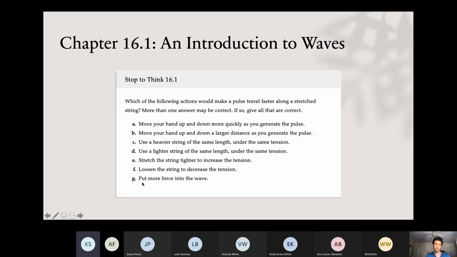But now the real question is, if you put more force into the wave, so if you put more force as you generate the wave, will that make it go faster? Yes or no?